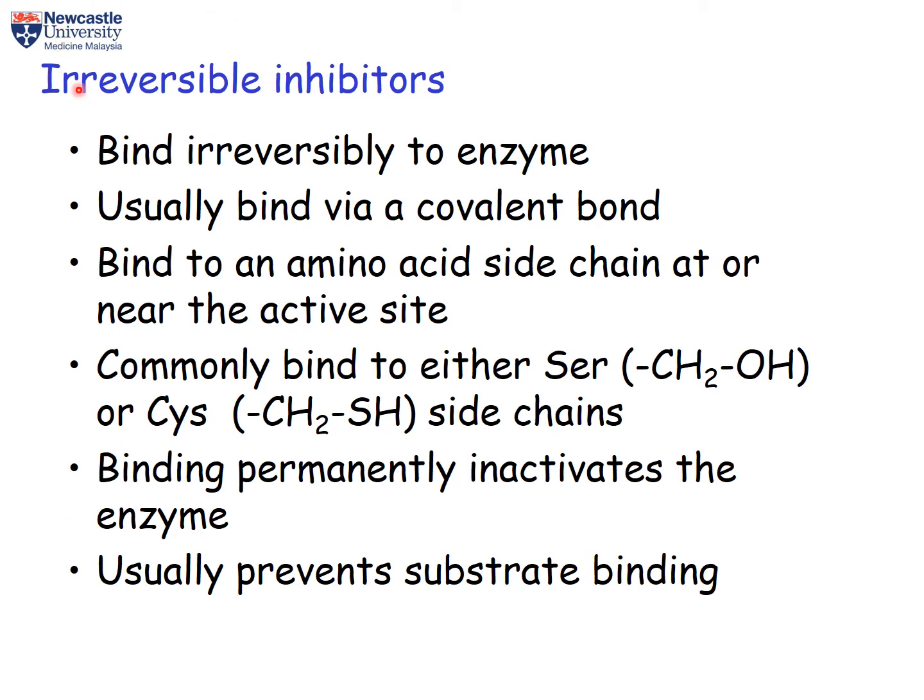First, we'll talk about the irreversible inhibitors. They are known as irreversible inhibitors because they bind irreversibly to the enzyme. The binding is so strong because it normally involves a covalent bond, which has a very high bond energy. These inhibitors also bind to specific amino acid side chains, such as serine or cysteine, which contain the hydroxyl functional group and the sulfhydryl functional group. Because such binding is permanent, it permanently inactivates the enzyme, as the active site is now taken up by the irreversible inhibitor, and therefore it prevents substrate binding.